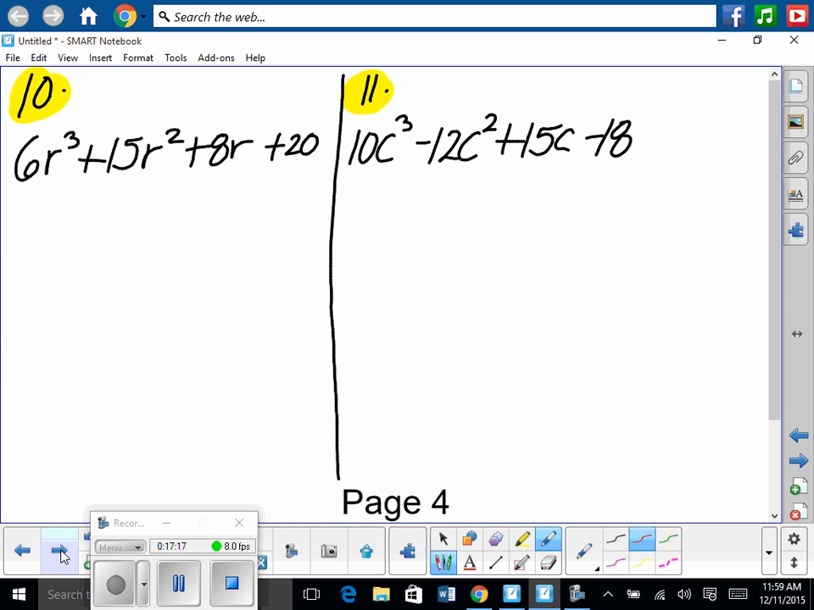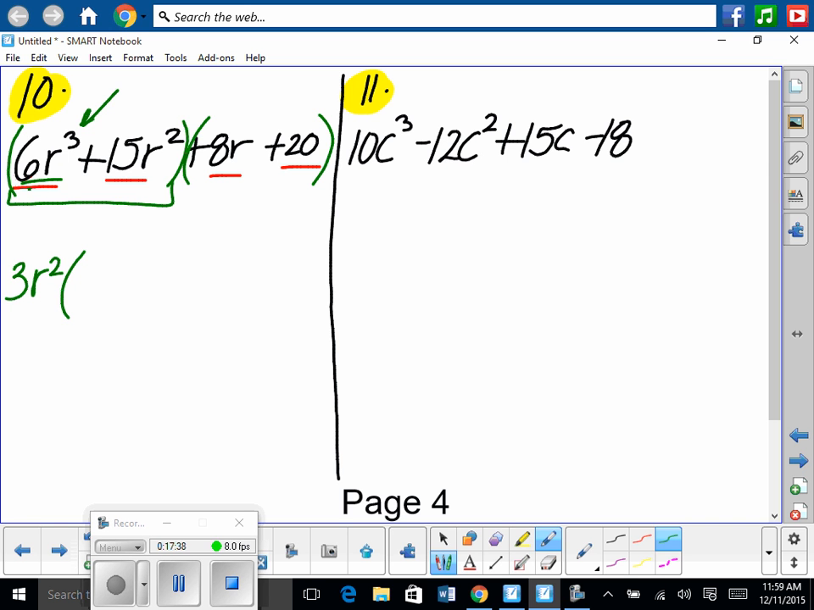Okay, number 10, we're simply asked to factor. Is there anything in common in all 4 terms? No, but there's 4 terms there. Well, it's not quadratic, so you don't say what multiplies to be a times c. But once again, there's 4 terms. We always try factoring by grouping if there's 4 terms. So the greatest common factor here would be a 3r squared. Divide each thing by what you pulled out. So then left is 2r plus 5.